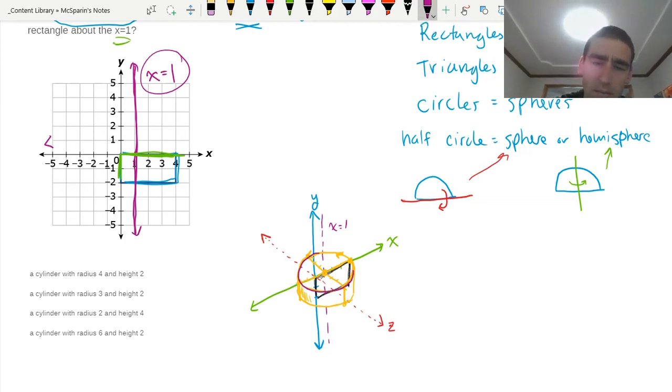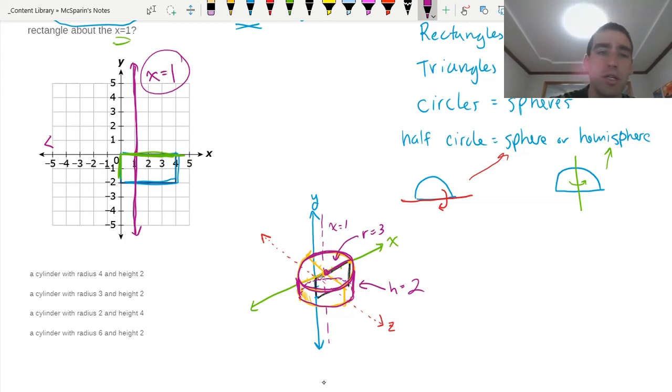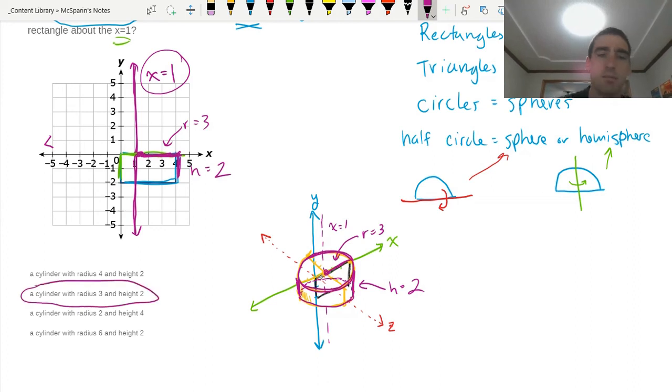All right, so I end up with my circular base, my height, and that is like a disc, or you could think of it as a cylinder. All right, so my cylinder has a radius of 3 and a height of 2 because my original rectangle had a radius of 3 and a height of 2. So that means that that is my answer.